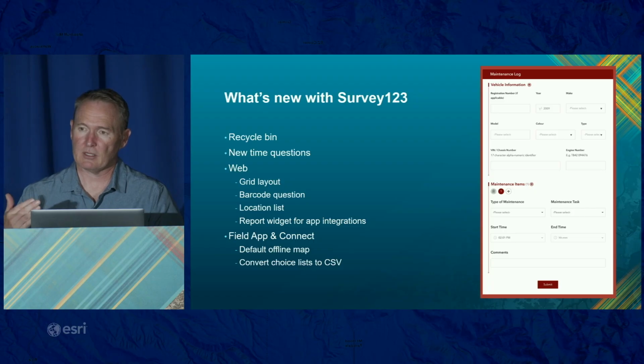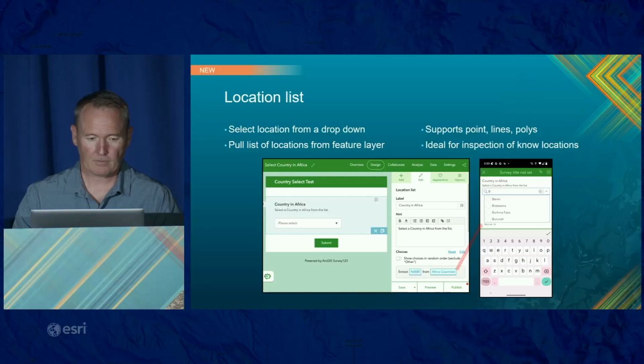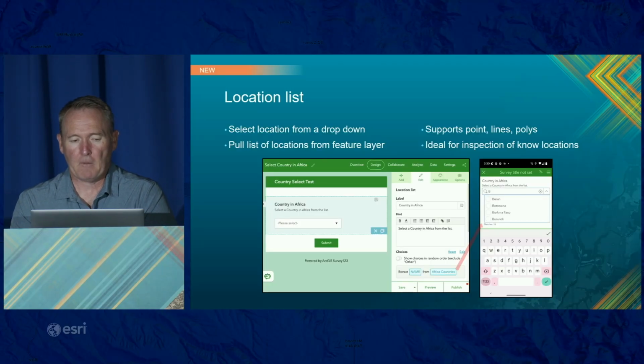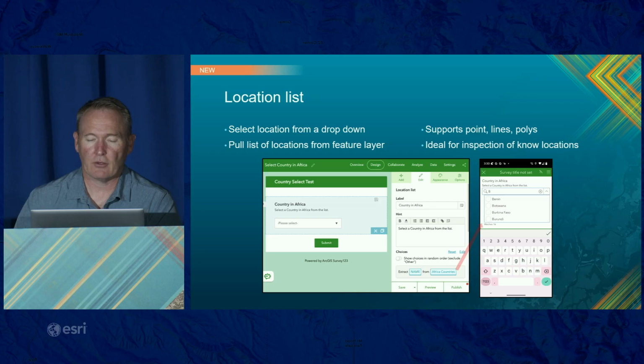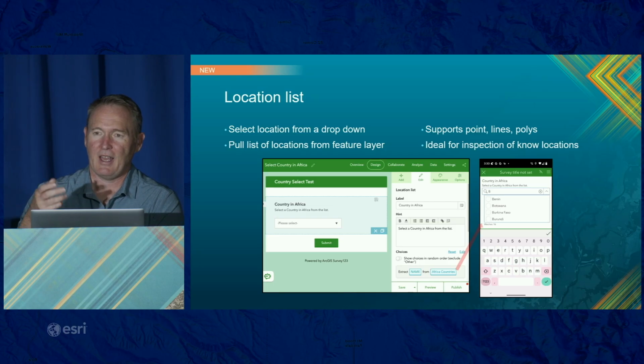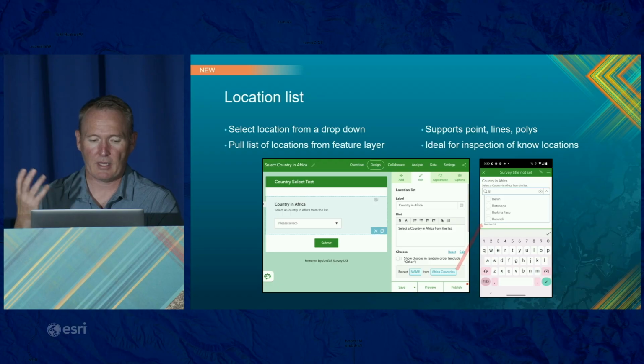So if you want to work with them as a CSV, add more things to them, and then upload them, you can. So location list is a capability on the web, where you can select a location from a dropdown. So rather than going to a location and capturing it on a map, tapping on a map, or using your GNSS or GPS capabilities, your location is just coming from a list.